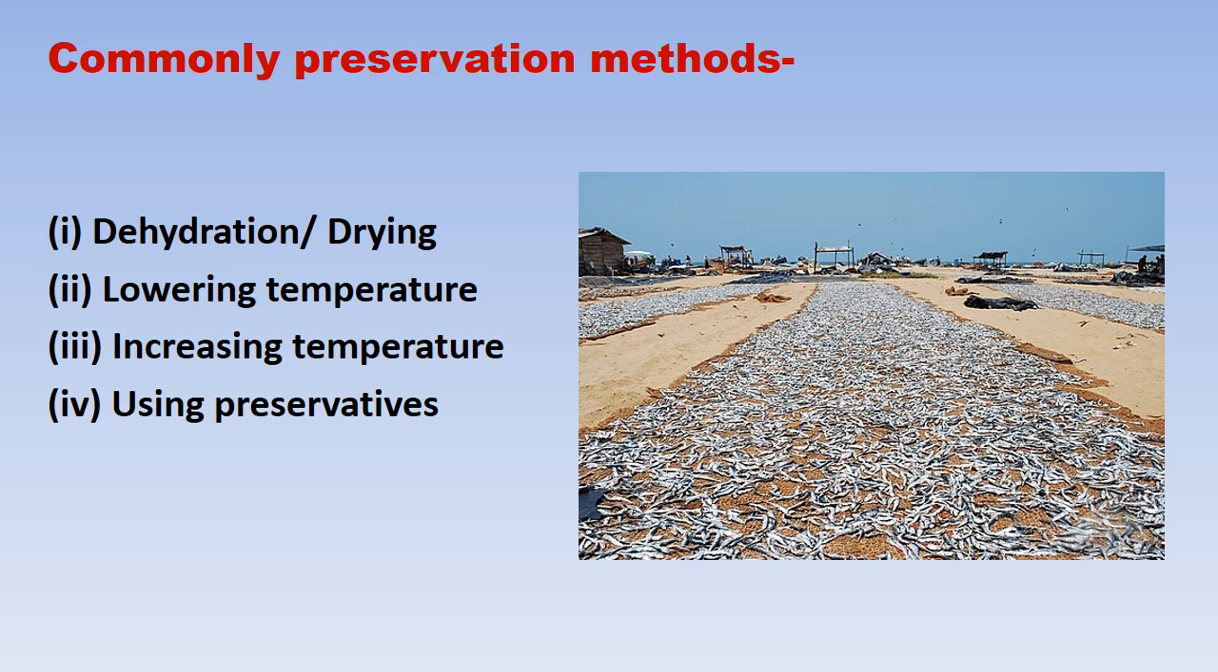And thirdly, increasing the temperature by heat treatment, either by pasteurization or by cooking or by other high heat processing, which again we will discuss later, like canning. And the fourth is using preservatives. There are different kinds of preservatives, like chemical preservatives or antibiotics, or sometimes nowadays other modern preservation, which we will discuss in the third lecture.